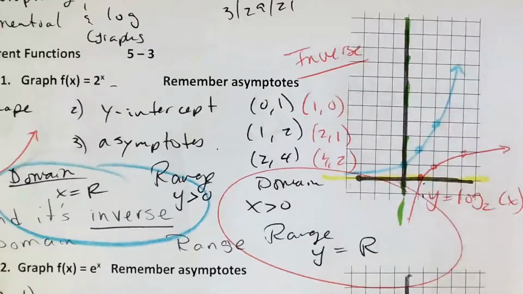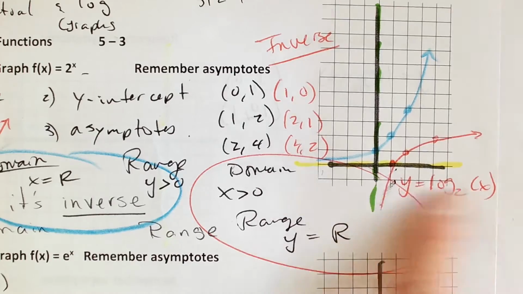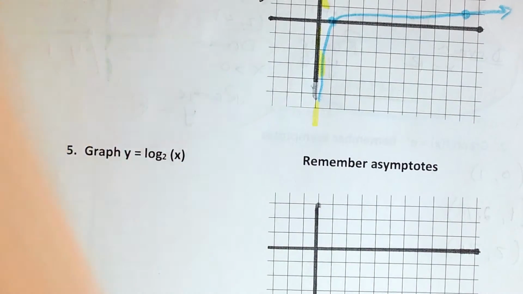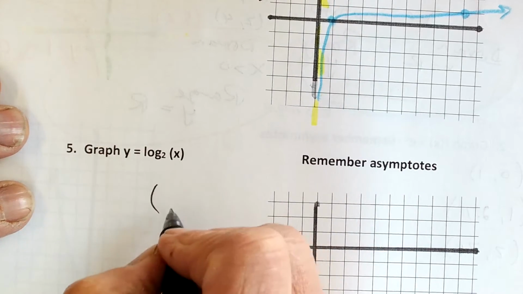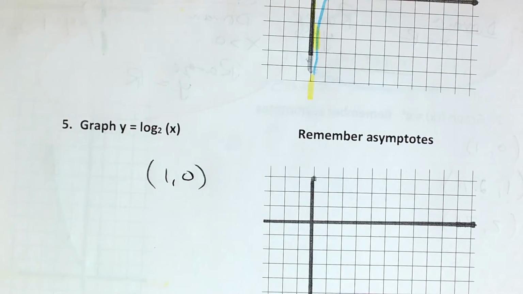All right, now, number 5. We've done 5. In fact, it's exactly this graph right here. We did this graph. So let's take a look at it again. So I do know this, okay? Any log graph has got to go through the point 1, 0. Okay, it has to go through the point 1, 0, so I'm going to put that down there.